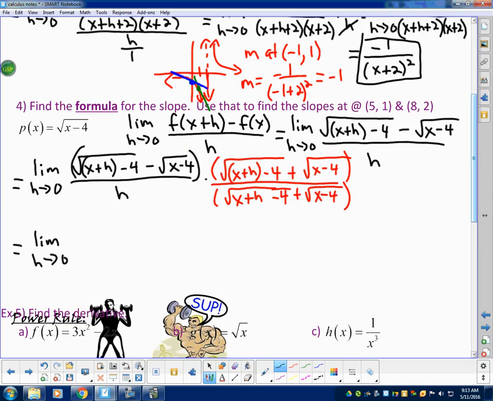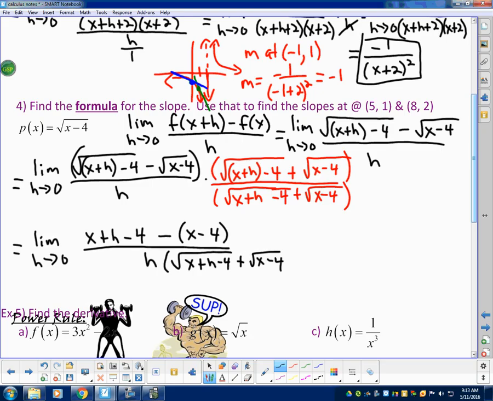Over here going, oh, what a headache. So we have x plus h minus 4 minus x minus 4 all over h. All the radicals on top cancel out. I still have the radicals on bottom. But watch what happens here. If I distribute this minus sign, what happens to the x's and the 4's? They cancel out. And you need to have these parentheses here.